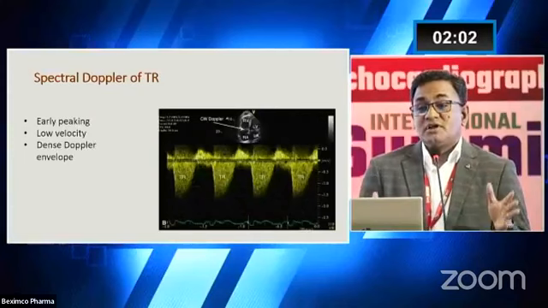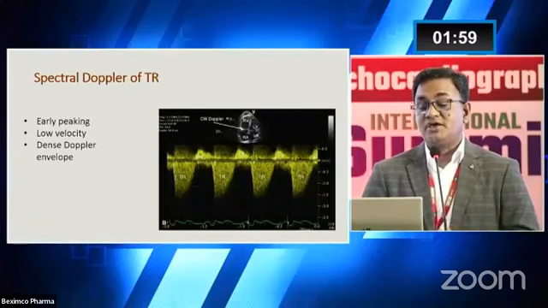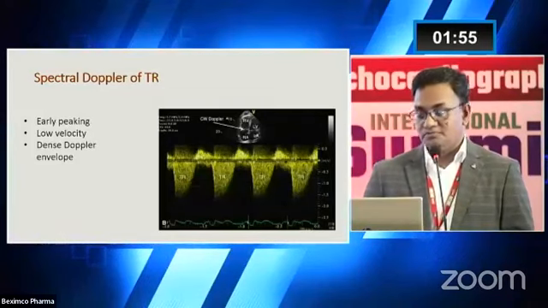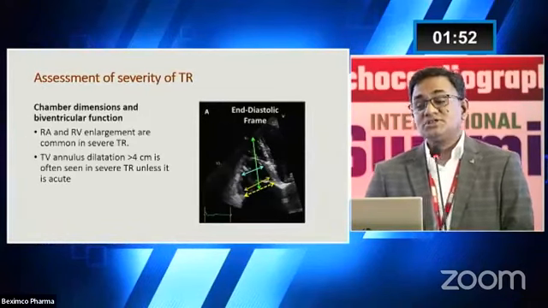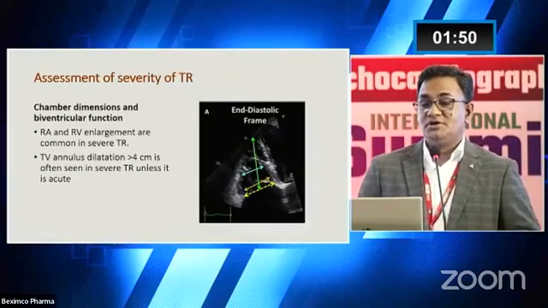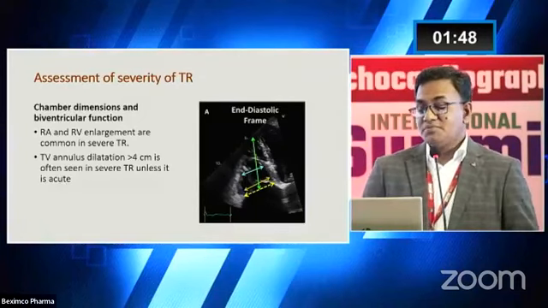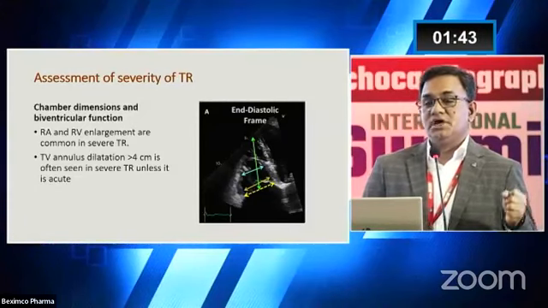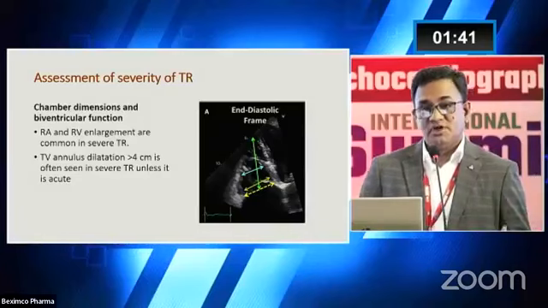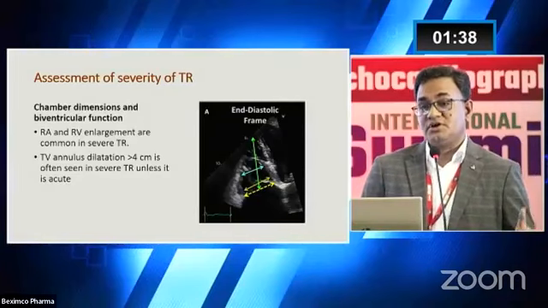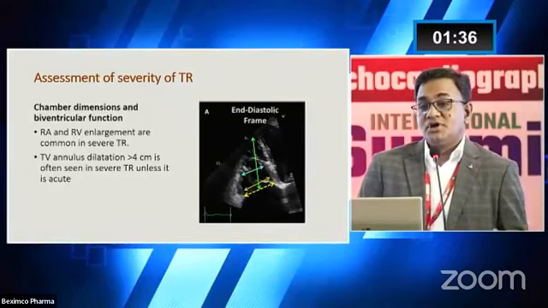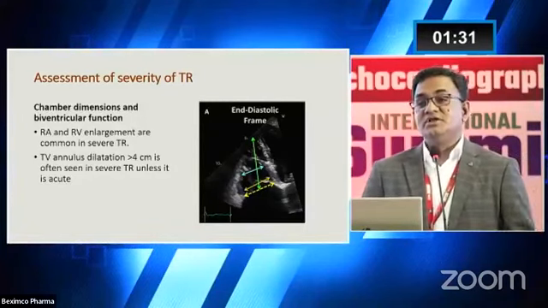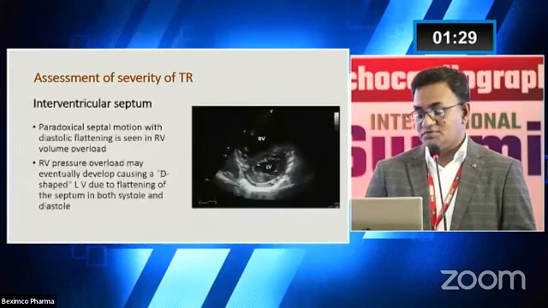There are some special characteristics of the tricuspid regurgitation jet, like this is early peaking, low velocity and has a dense Doppler envelope. So now, assessment of the severity of the tricuspid regurgitation. This is important. By chamber dimension, we can assess if there is a right atrial enlargement or a right ventricular enlargement, that indicates severe tricuspid regurgitation. As well, if we measure the annulus and it is more than 4 centimeter, this also indicates severe tricuspid regurgitation.